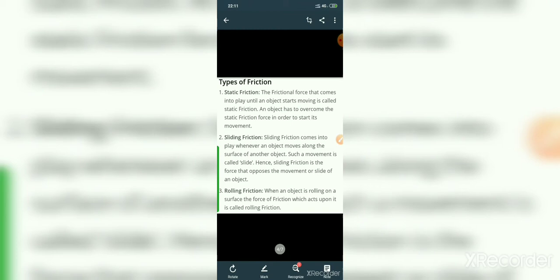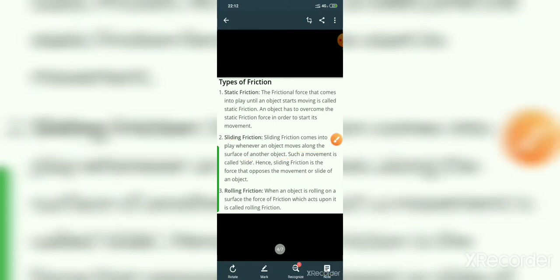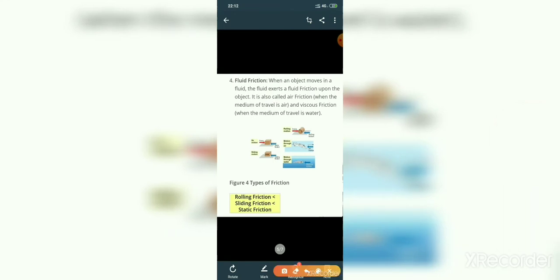Second is the sliding friction. Sliding friction comes into play whenever an object moves along the surface of another object. And the sliding friction is the force that opposes the movement or slide of the object. Then rolling friction. When an object is rolling on the surface, that is rolling friction. And the fourth one is fluid friction.